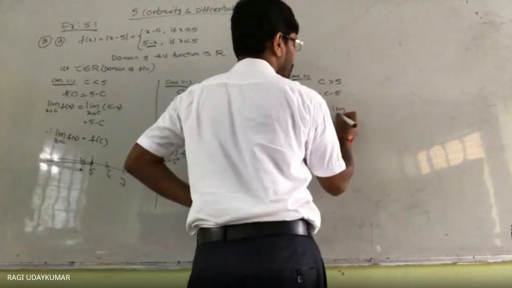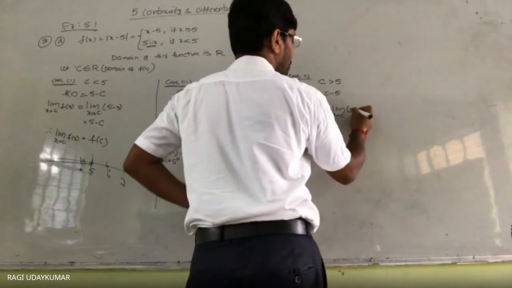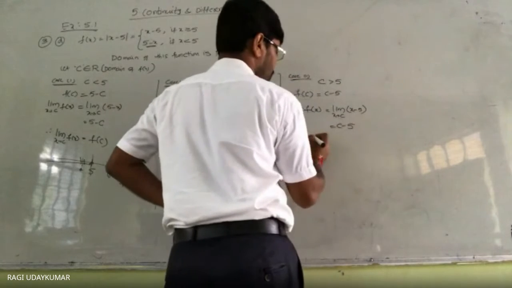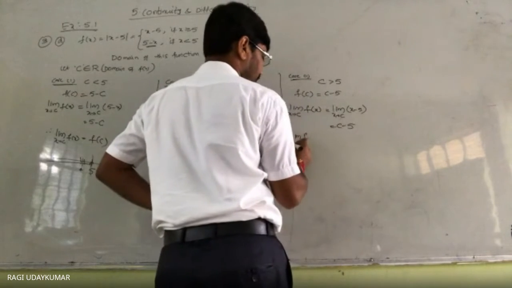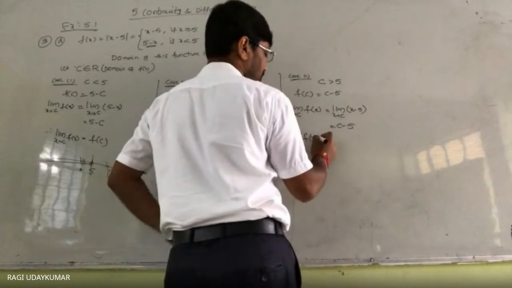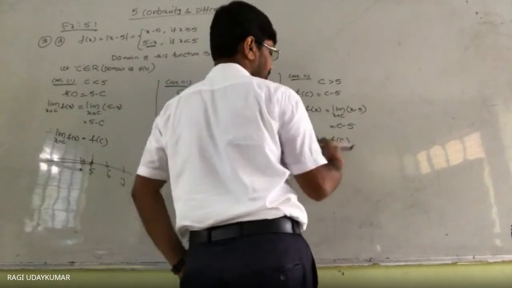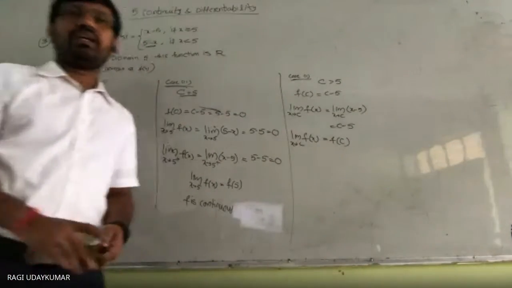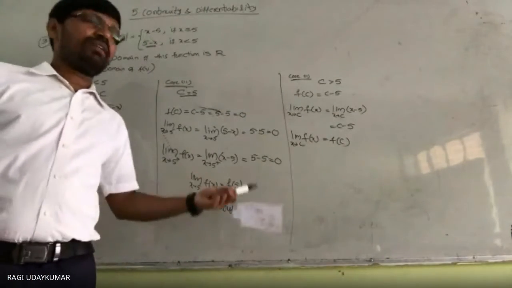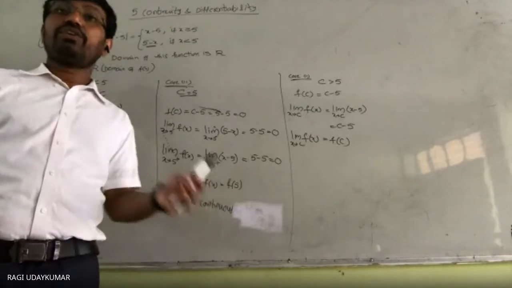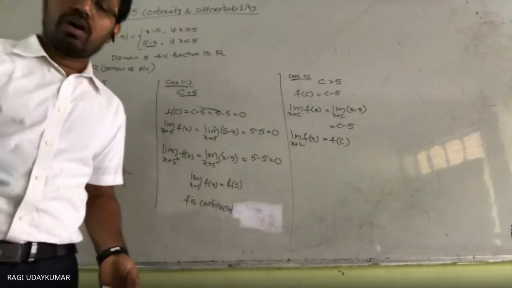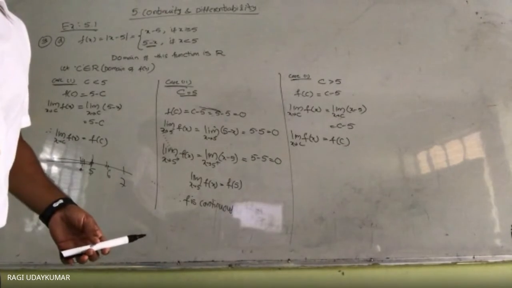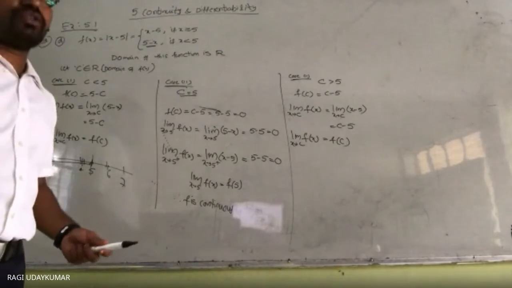So limit x tends to c, x minus 1, which is equal to c minus 5. So limit x tends to c, f of x is equal to f of c. Therefore, f is continuous. Now, f is continuous at all the points, every real number, whatever real number you are taking. Therefore, you can say that it is a continuous function.